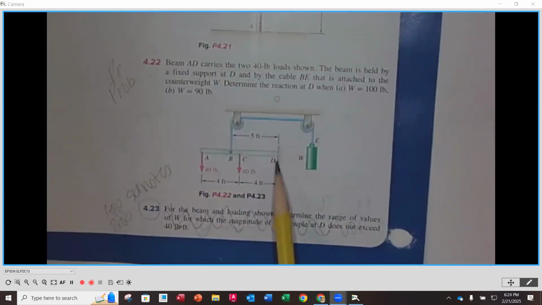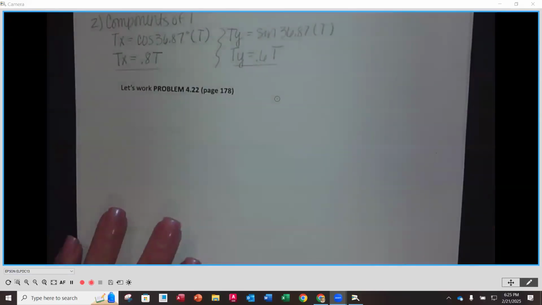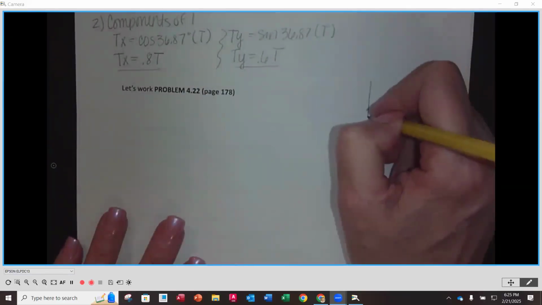So to start off with, though, the body that we're looking at is just this beam right here. So we're going to draw a straight line A, B, C, D. And then we're going to add the information that we have here. So I'm going to start by creating my free body diagram. Okay. I'm going to put my convention in the upper right-hand corner.